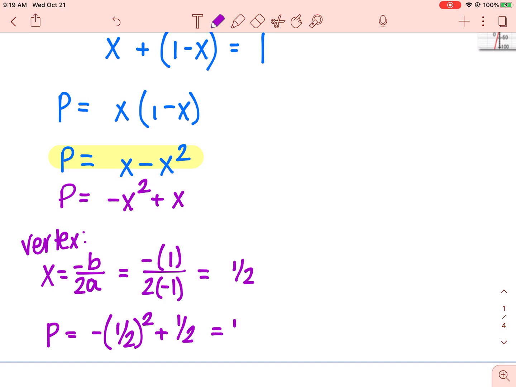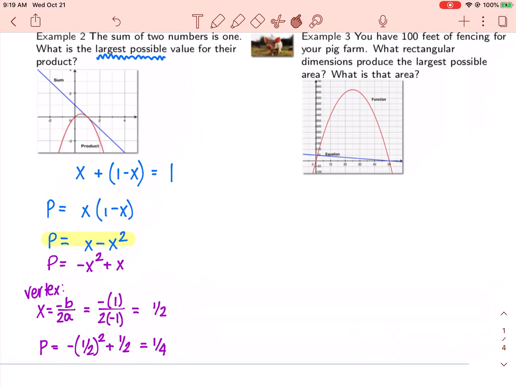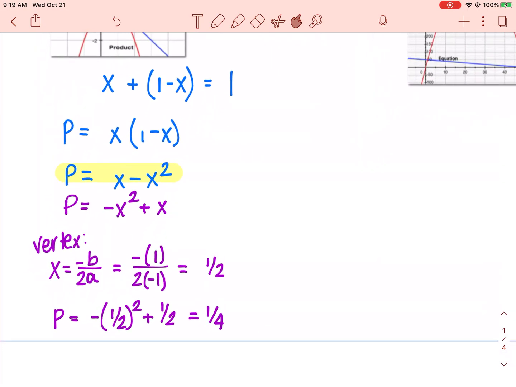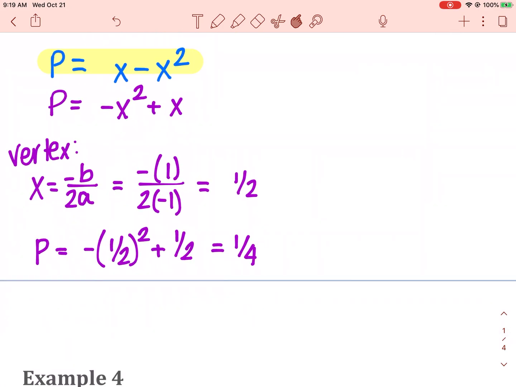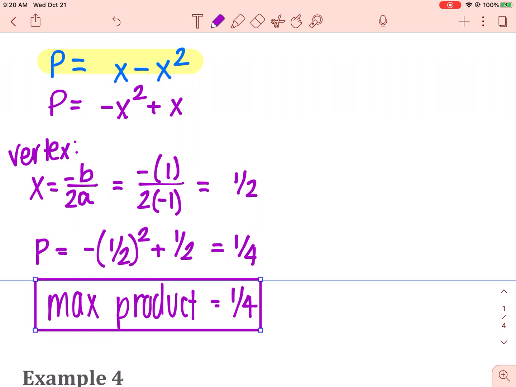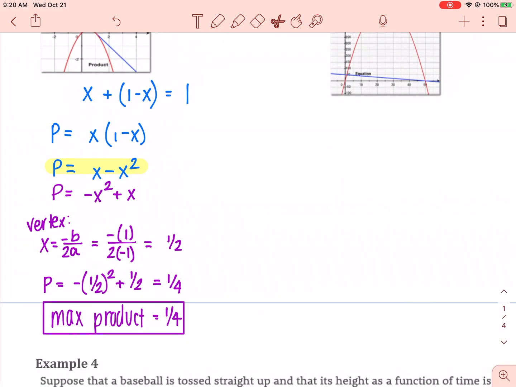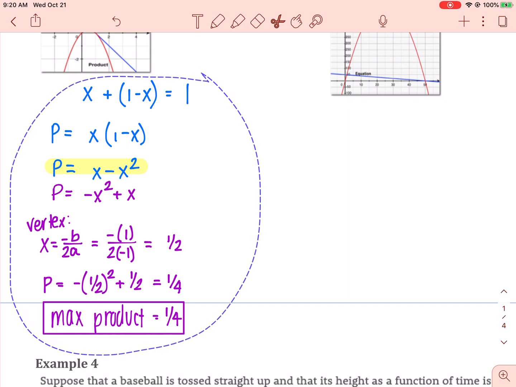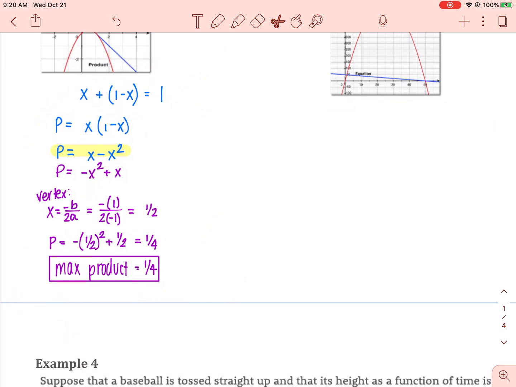So I get 1/4. So the problem asked, what is the largest possible value of their product? We found the x value and the product. So I'm going to write my final answer. The max product, that y value, is 1/4. Okay. So blue is what we've done before. Purple is the new addition with max min. Just find that vertex.